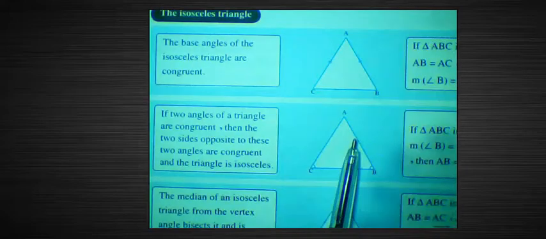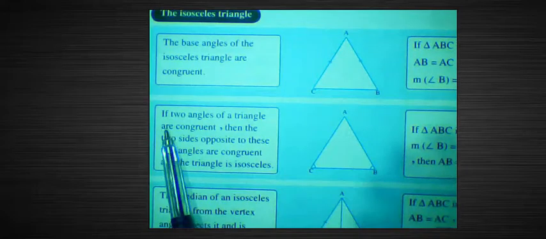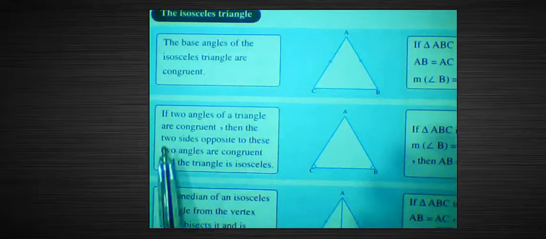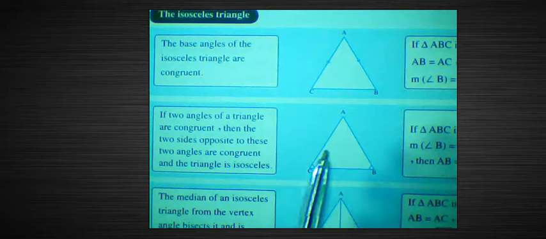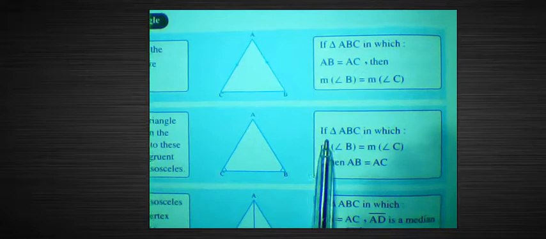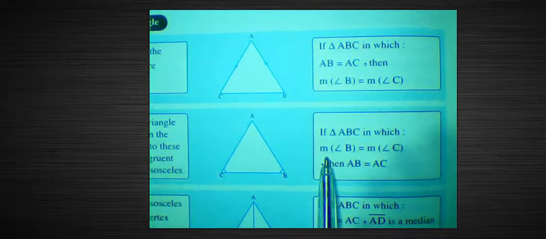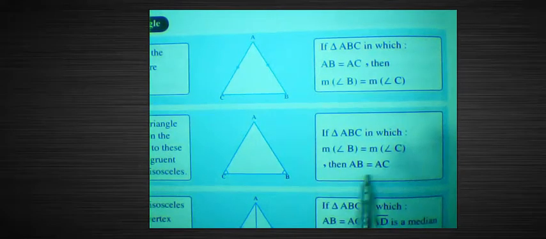كملين برضو. العكس بتاع بقى يا ولاد ده الانفرس اللي فوق. If two angles of a triangle are congruent, then the two sides opposite these two angles are congruent and the triangle is isosceles. يكون التراينجل عندي isosceles لو كانت عندي measure of B equal measure of C. يبقى if triangle ABC in which measure of angle B equal measure of angle C, then AB equal AC.